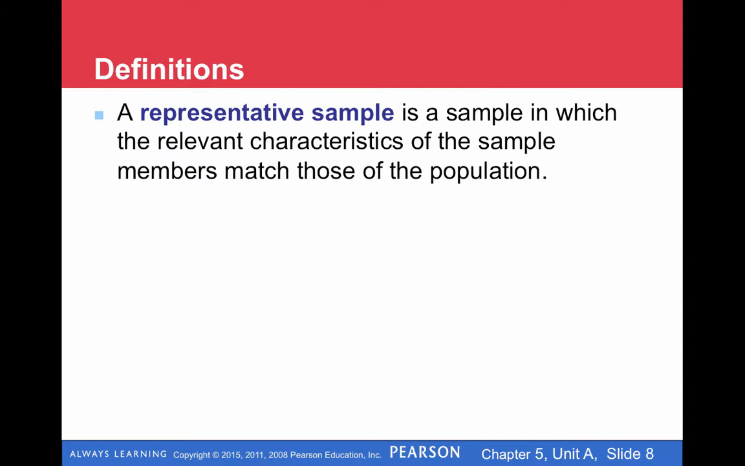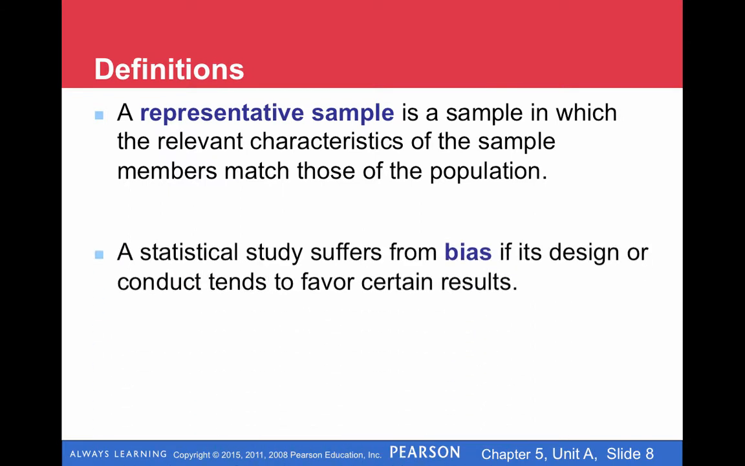Okay, so the big part is when we collect the sample, we want to make sure it's a representative sample. A representative sample is a sample in which the relevant characteristics of the sample members match those of the population. If we want to do a political study, we don't want to sample only men, or men of a certain age. You want to make sure that you get a good cross-section of the population.